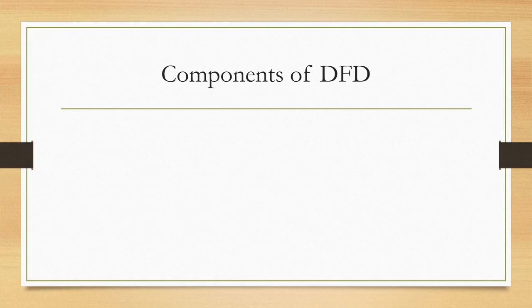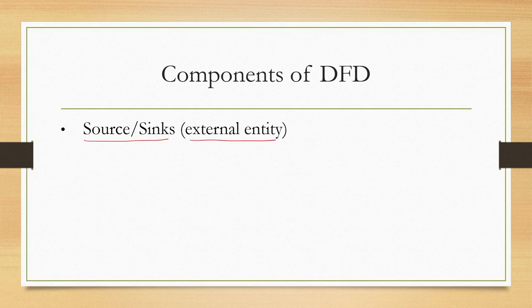So, what are the components of a typical DFD diagram? Earlier we mentioned that DFD focuses on data flow between external entities, processes and data stores. So, these are the components. When we talk of components of DFD, we talk of source or sink of the data, which are typically external entities. Processes, which, as the name suggests, process the data and produce output, and data stores, which store the data. So, these three are the primary components of any data flow diagram.